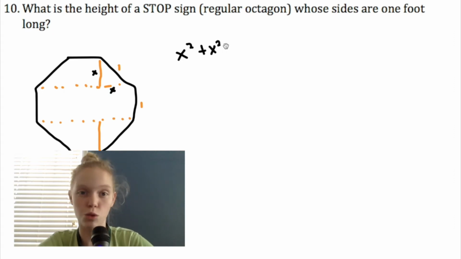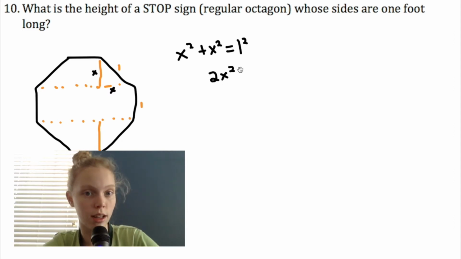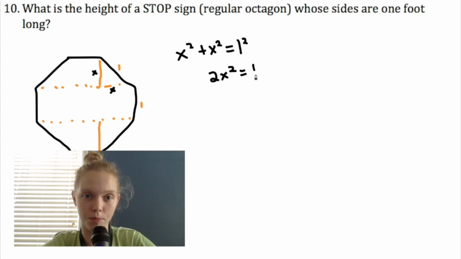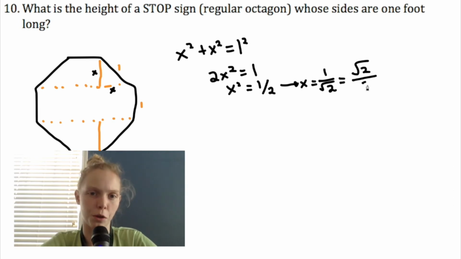We know the hypotenuse is 1, and we know that x squared plus x squared equals 1 squared, meaning that 2x squared equals 1. Then we divide both sides by 2 to get that x squared equals 1/2. Taking the square root of both sides, we get that x equals 1 over the square root of 2, which can be simplified to the square root of 2 over 2.